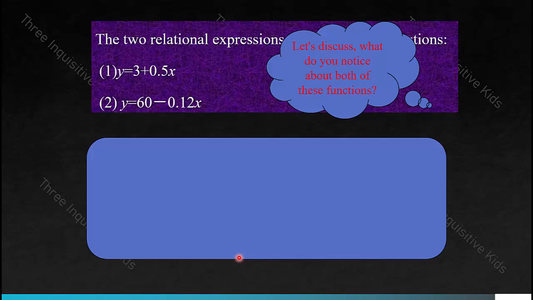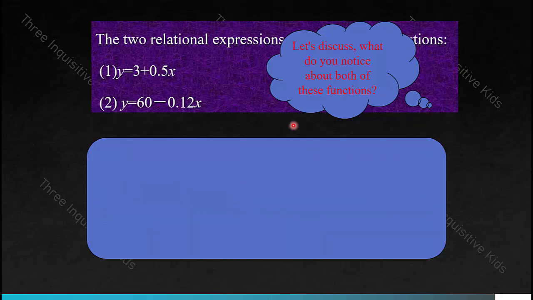The two relational expressions of the previous questions are y is equal to 3 plus 0.5x and y is equal to 60 minus 0.12x. So let's discuss. What do you notice about both of these functions?